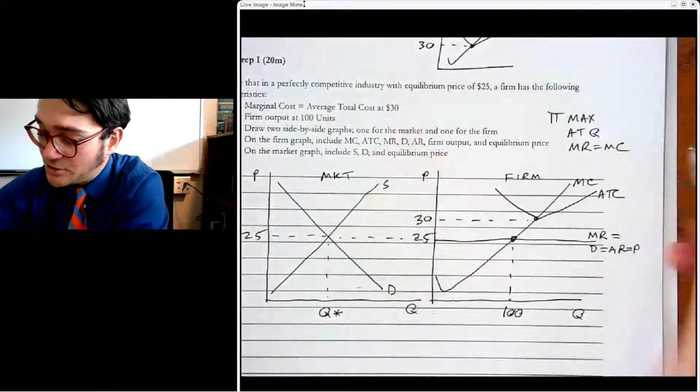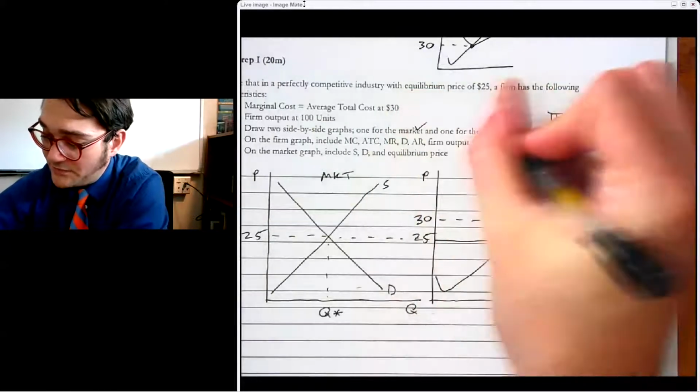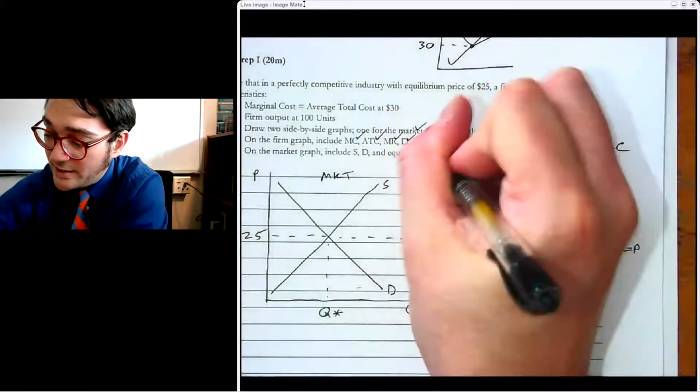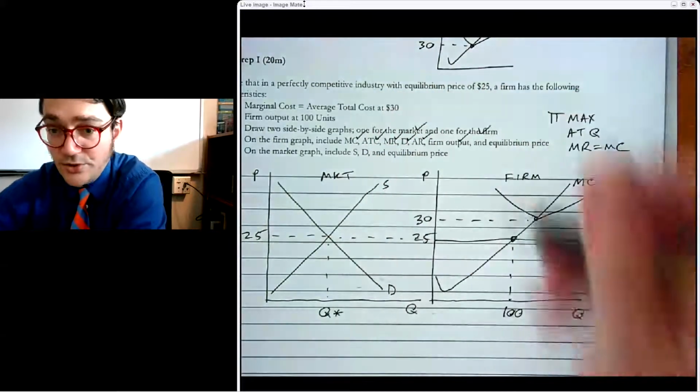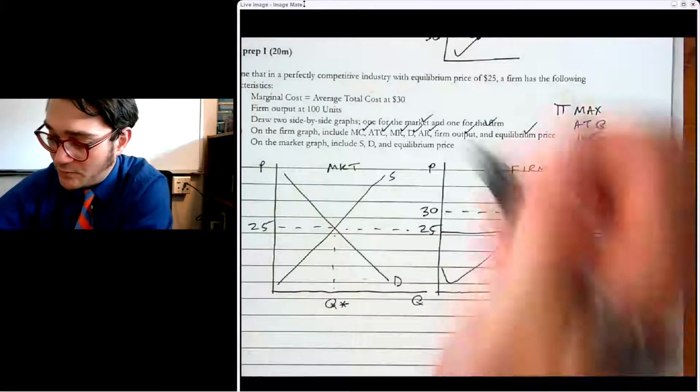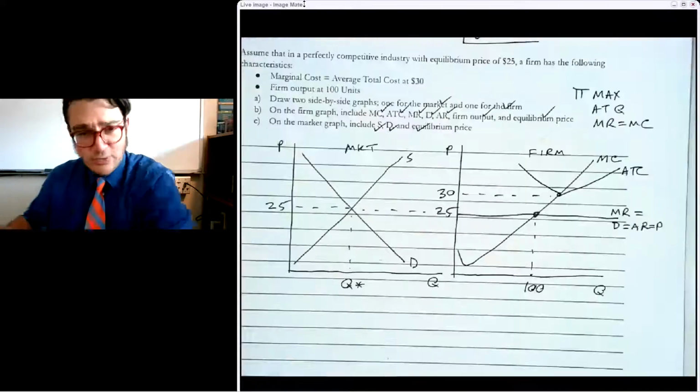And let's just double check here. We've done this: MC we did, ATC, MR, D, AR, firm output, we did that down here. Equilibrium price we did. On the market graph, include S, D, and the equilibrium price. We did that, we did that, we did that. We are done.